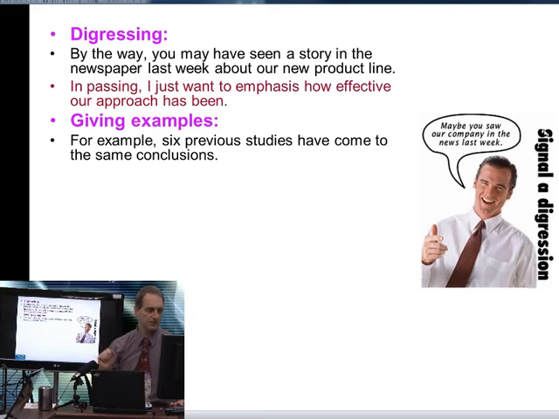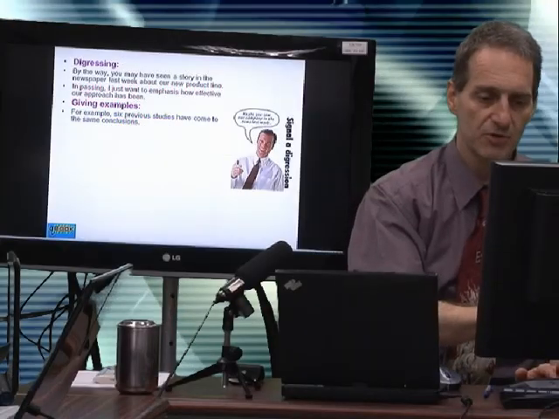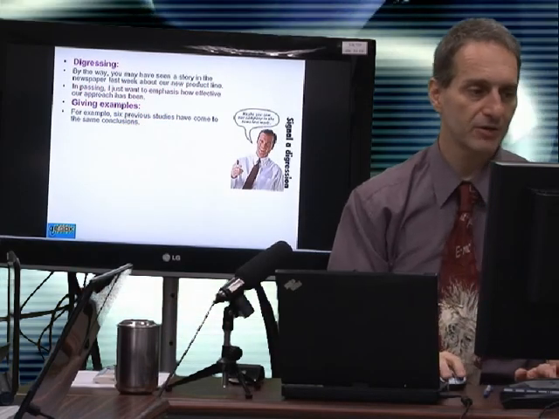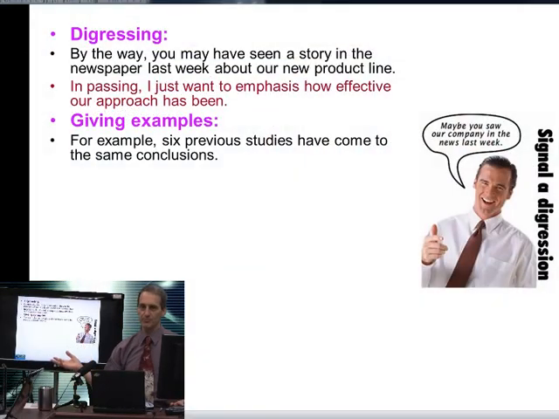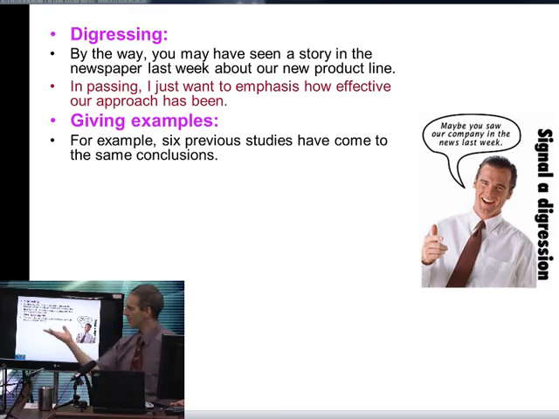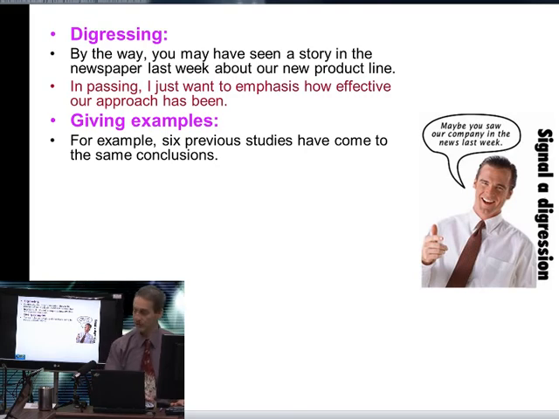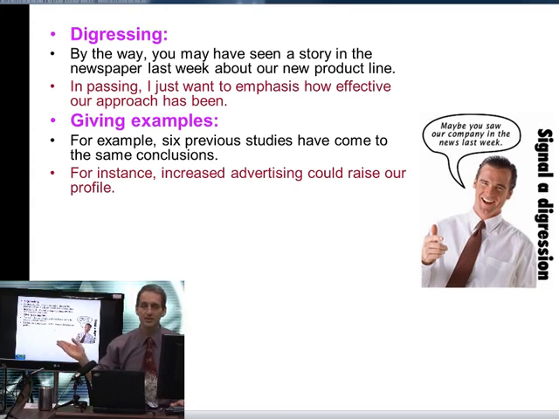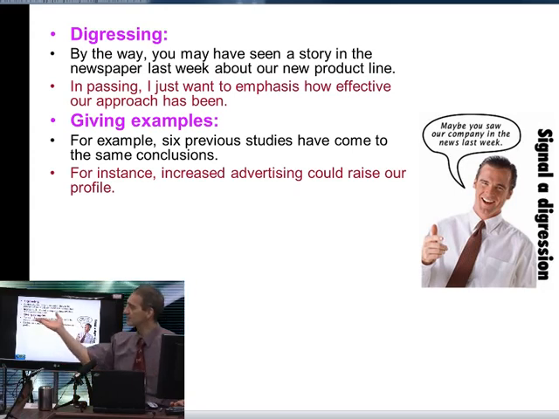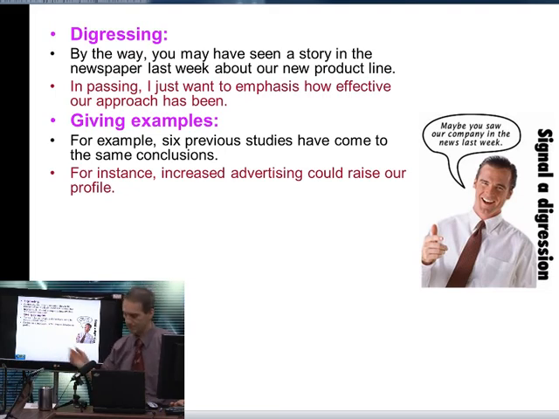Now, let's talk about giving examples. Of course, the easiest way to do this in English is you just say, for example. For example, 6 previous studies have come to the same conclusion. You must use it at the beginning of the sentence, of course. For instance. Exact same thing as for example.